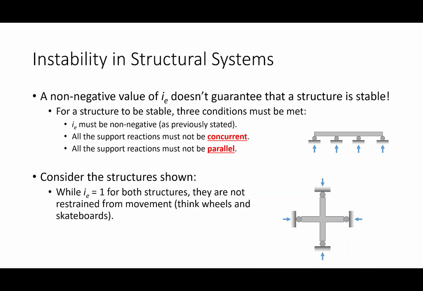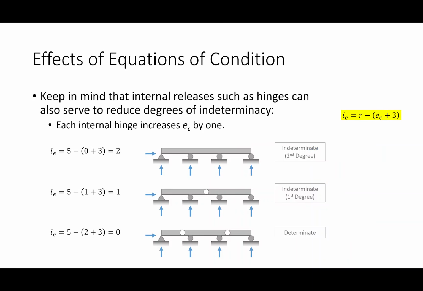So far, so good? All right, and then the last little detail is about the equations of condition. The internal releases make the structure solvable. For example, if I look at this structure, I have 1, 2, 3, 4, 5 reactions. It's indeterminate to the second degree. But if I throw a hinge in there, it reduces the indeterminacy by 1 degree. In fact, if I throw 2 hinges in there, the structure becomes determinate.